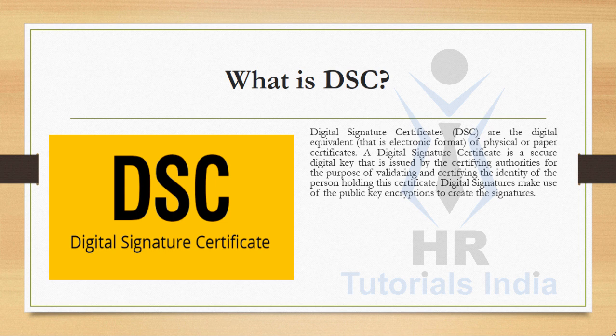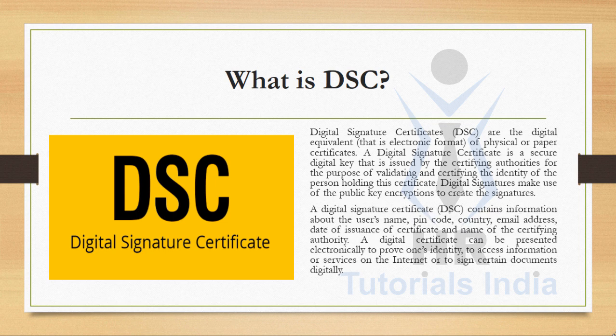DSC stands for Digital Signature Certificate, which is an equivalent digital format of physical or paper certificates. A digital signature certificate is more secure than paper or physical documents. This digital certificate is a secure digital key that is issued by a certifying authority for the purpose of validating and certifying the identity of the person holding the certificate. And this digital signature uses public key encryptions to create the signatures. A digital signature certificate contains information about the username, PIN code, country, email address, date of the issuance of the certificate, and name of the certifying authority.